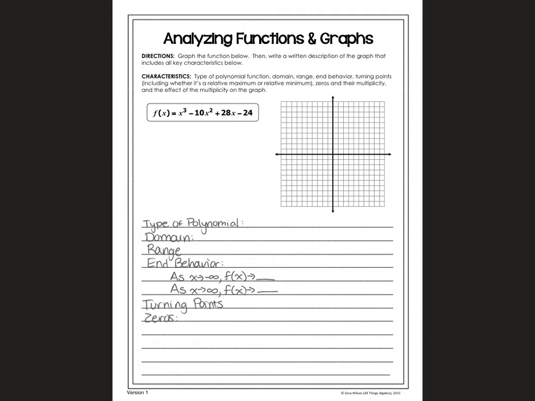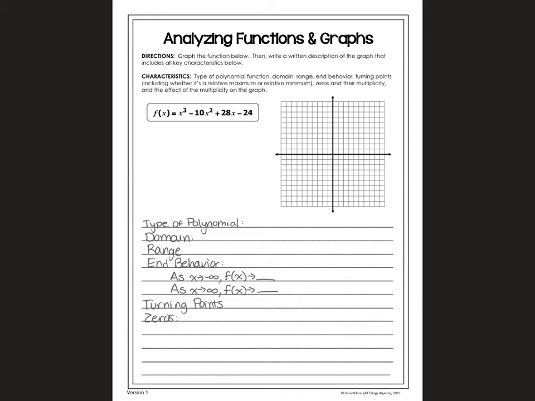Okay, so here's an analysis that you guys will try on your own. Graph the function below, then write a written description of the graph that includes all key characteristics below. The type of the polynomial function, domain, range, end behavior, turning points, include whether it's a relative max or min, the zeros and their multiplicity, and then the effect of the multiplicity on the graph.